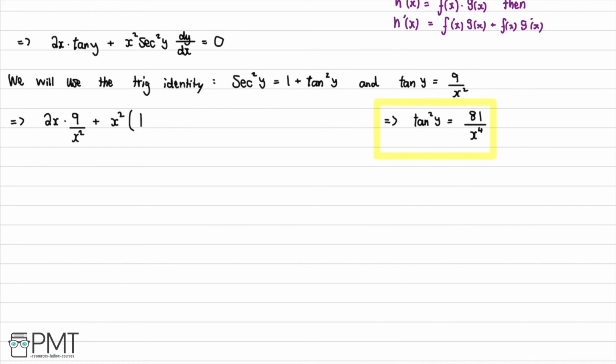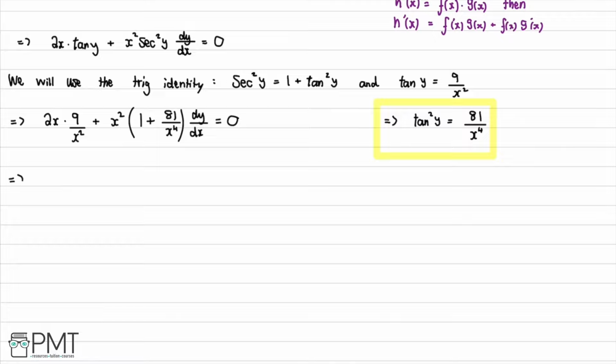So we have 1, then we add on 81 divided by x to the power of 4. And of course, we must still have our dy by dx. And this is all still going to be equal to 0. So now, the plan of action is going to be to simplify this and solve for dy by dx. And this should get us an expression which is in terms of x only.